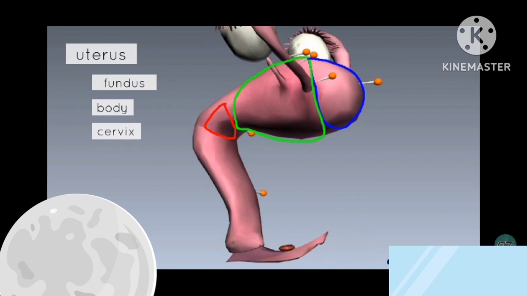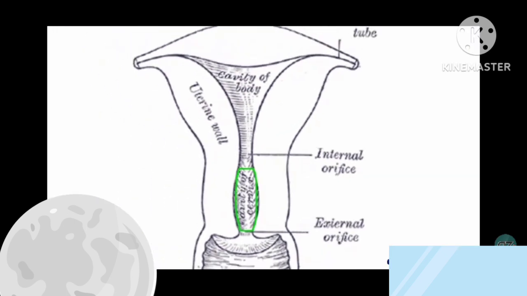So remember in the vertebrae, you've got the cervical vertebrae, so it just refers to the vertebrae which are in the neck. So cervix means neck. So the neck of the uterus protrudes into the vagina inferiorly. So you've got the fundus, the body, and the cervix.